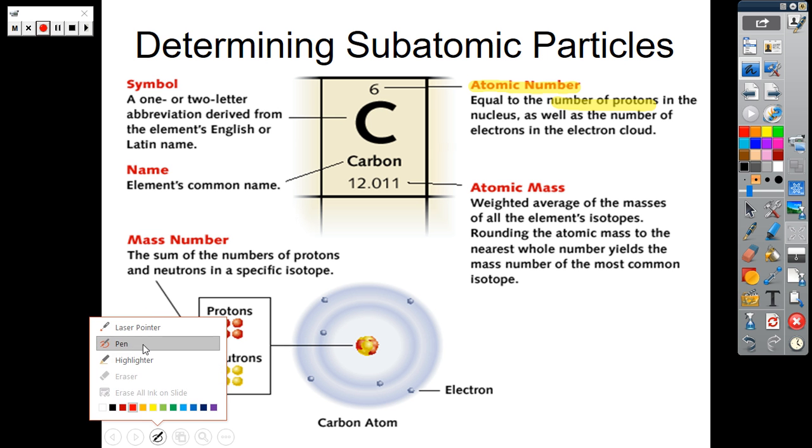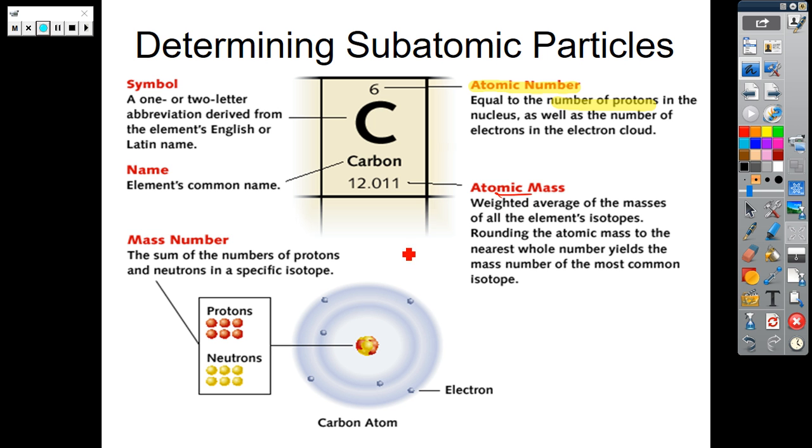Now, the atomic mass, we'll get into this a little bit more later. This number is actually an average of different carbon atoms that have different weights. We'll talk about isotopes here in just a little bit. But basically, all carbon atoms don't necessarily weigh the same. And so this number doesn't represent one carbon atom. This number is an average of carbon atoms that can have different weights. It's a weighted average.